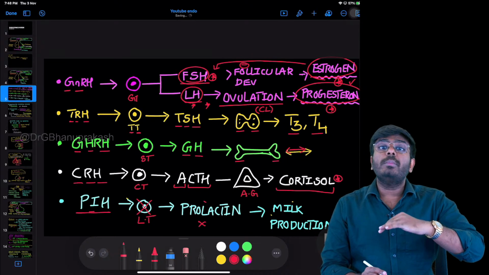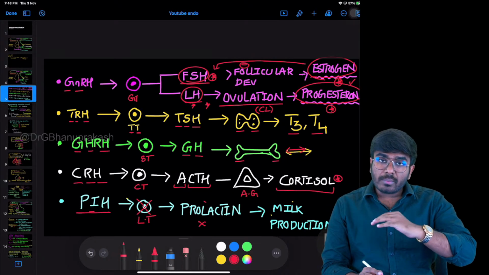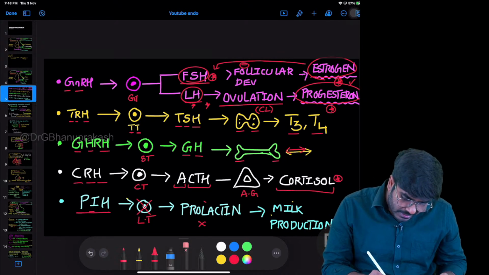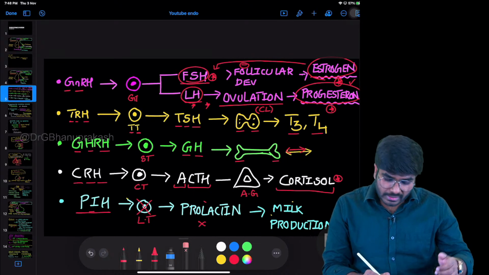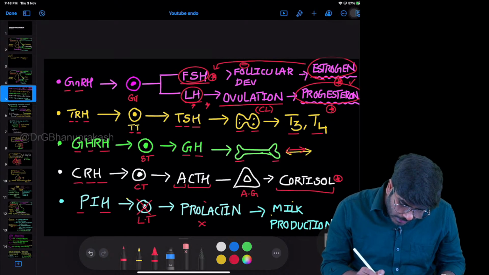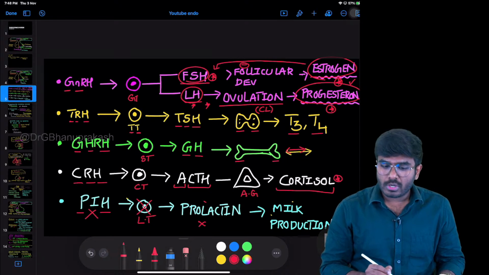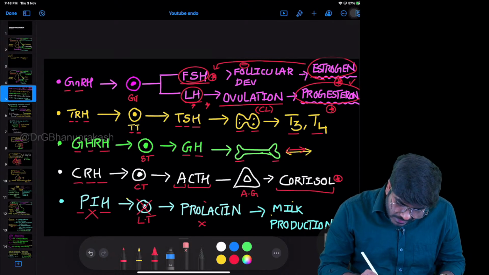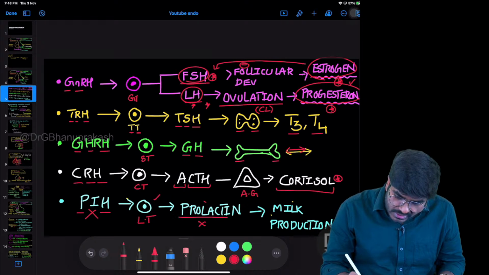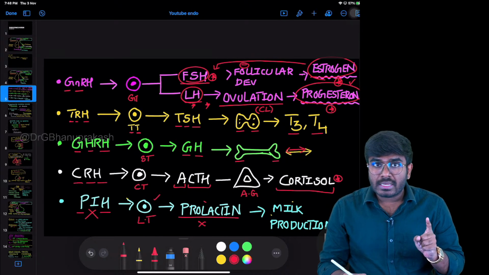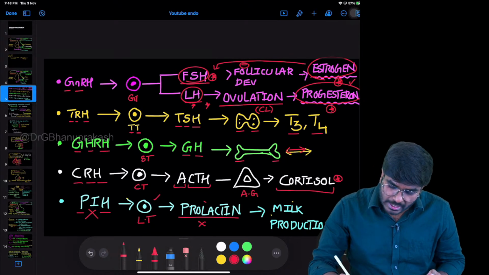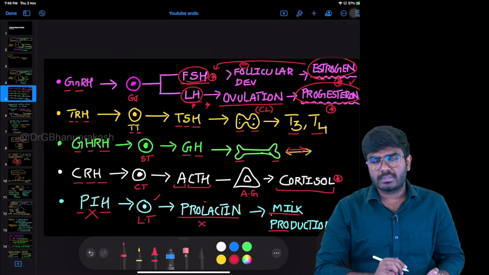But when the female becomes pregnant, and especially after delivery, the prolactin inhibitory hormone is going to be suppressed. There is no prolactin inhibitory hormone. Now the lactotropes are activated, sir. The lactotropes will start to produce prolactin. And what is this prolactin doing? It helps in galactopoiesis. It helps in milk production, sir.